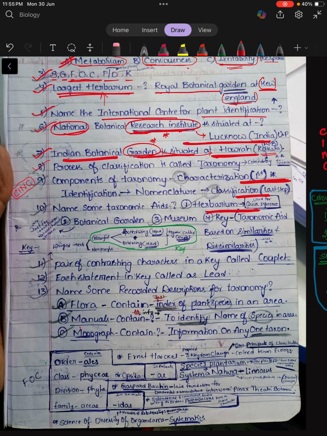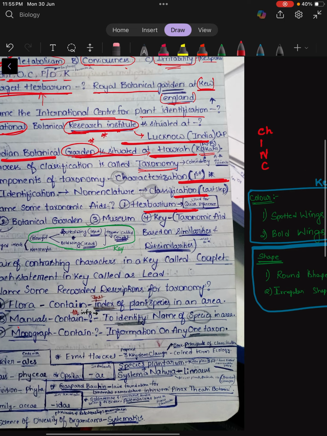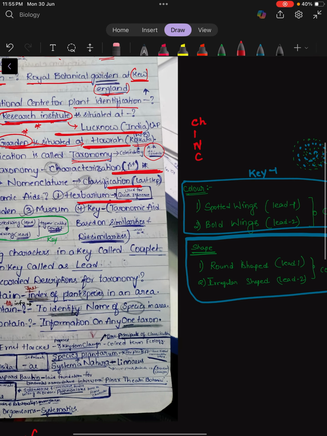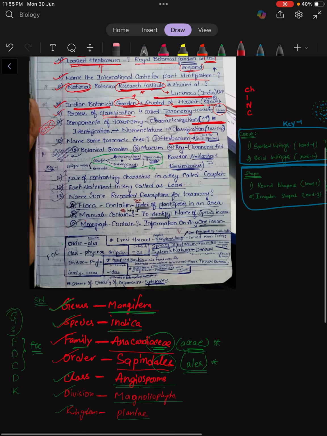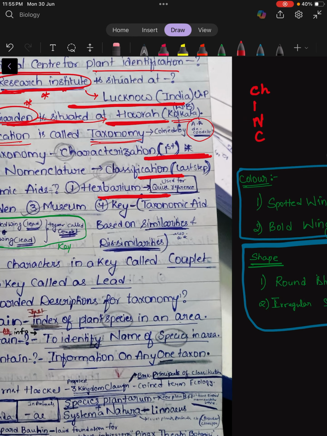The process of classification is called taxonomy, a term coined by A.P. de Candolle. It's very important. Classification means separating into specific groups, genera, families, and orders. This is called taxonomy. Since you are classifying, the word taxonomy was coined by A.P. de Candolle.